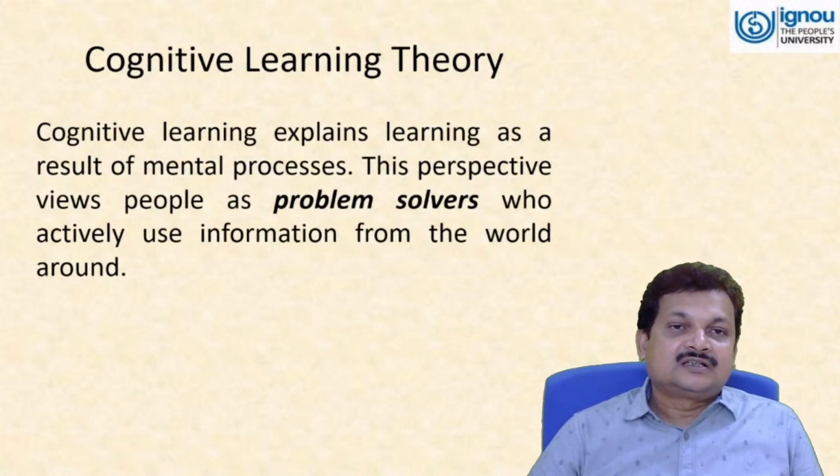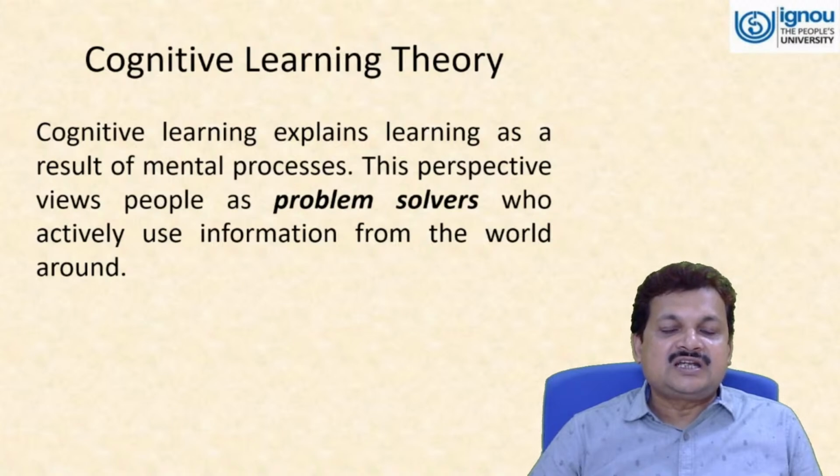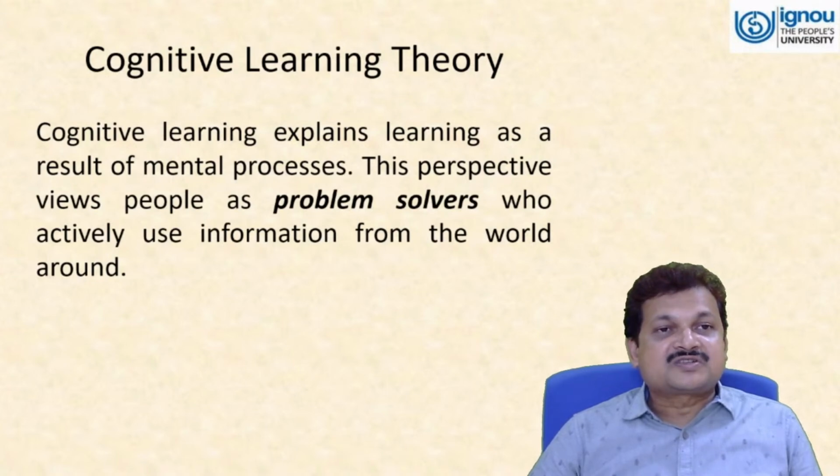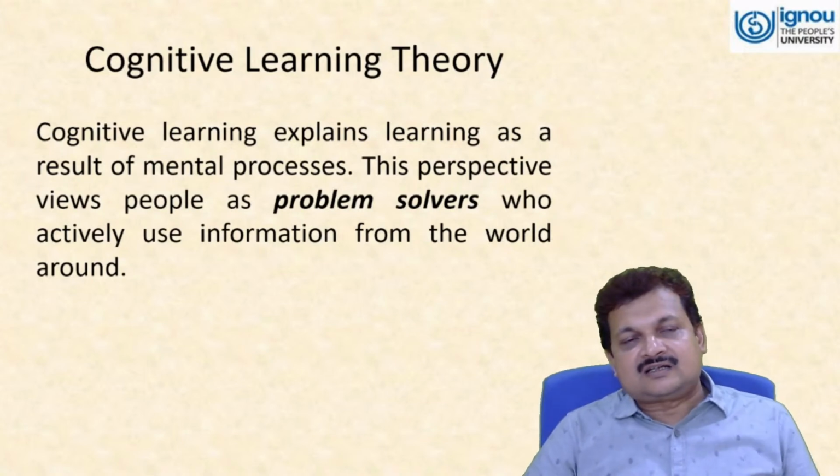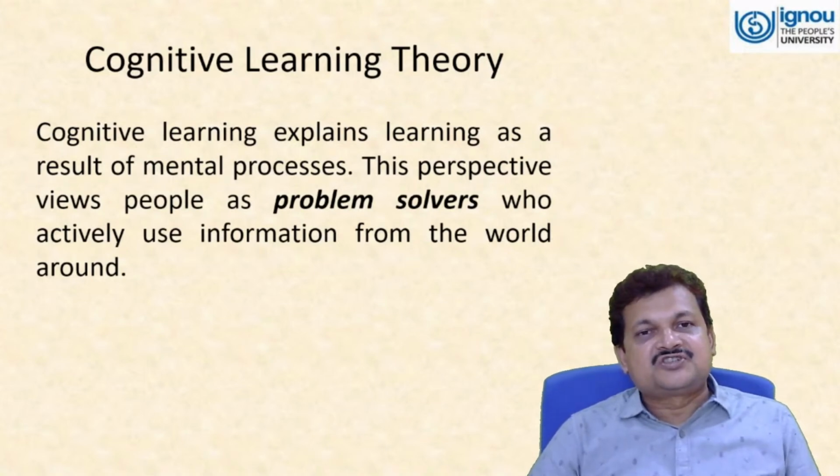Here Wolfgang Kohler was able to show that it is cognitive learning. Means in the society or environment, even without being provided sufficient information or stimuli, a person can learn by himself. We know this very well: when children are growing up, so many times they get down from the bed.